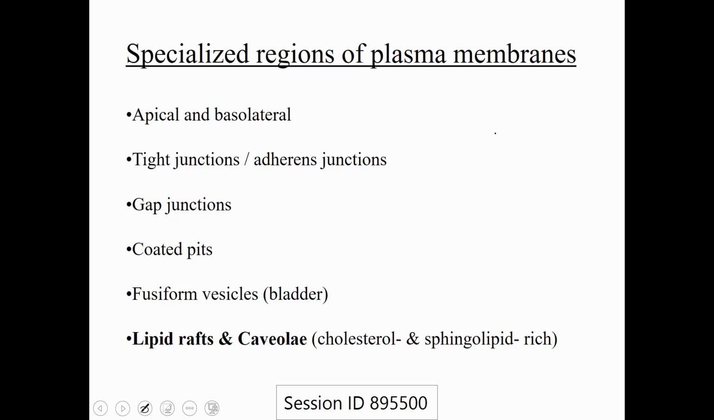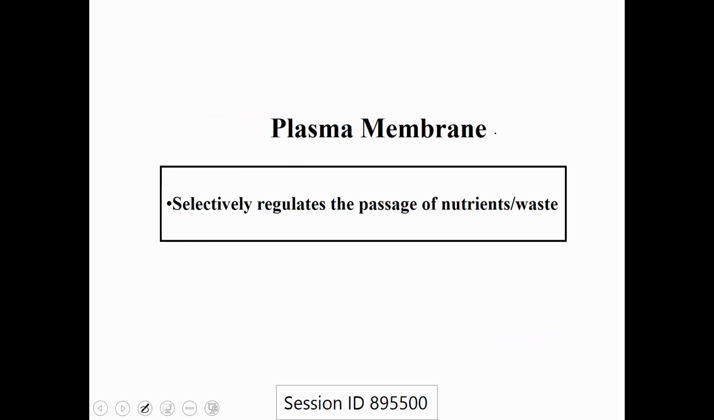Specialized regions of plasma membrane. We talked about apical and basal. We talked about tight junctions, adherens junctions, gap junctions. Dr. Ellinger will talk more about coated pits. Dr. Fried, in the bladder, these are the vesicles that allow for distension. And you will hear more later on about lipid rafts and caveolae. These are structures that are lipid, sphingomyelin rich, and important for signal transduction. So we'll bring that in later on.